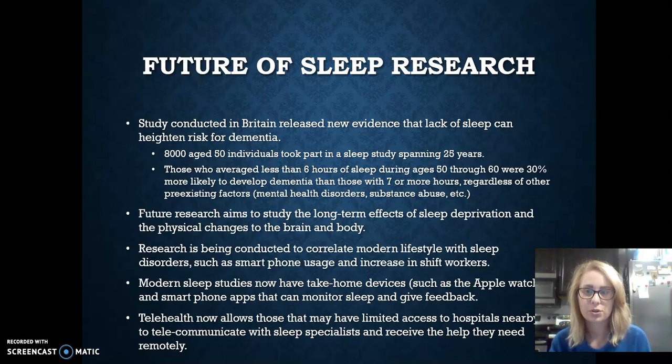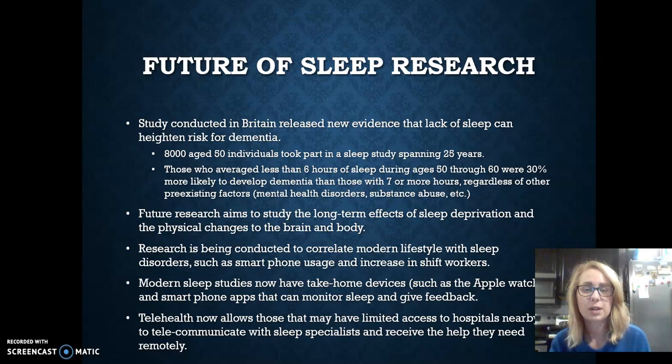Future of sleep research. A study conducted in Britain released new evidence that lack of sleep can raise the risk of dementia. 8,000 individuals age 50 took part in a sleep study spanning 25 years. Those who averaged less than 6 hours of sleep during age 50 through 60 were 30% more likely to develop dementia than those with 7 or more hours, regardless of other pre-existing factors, mental health disorders, substance abuse.